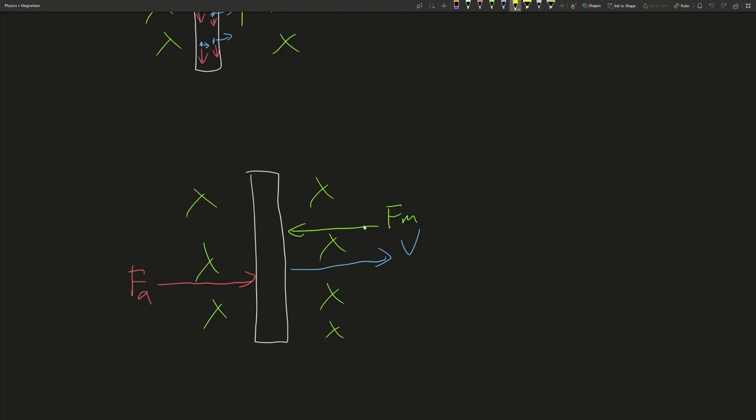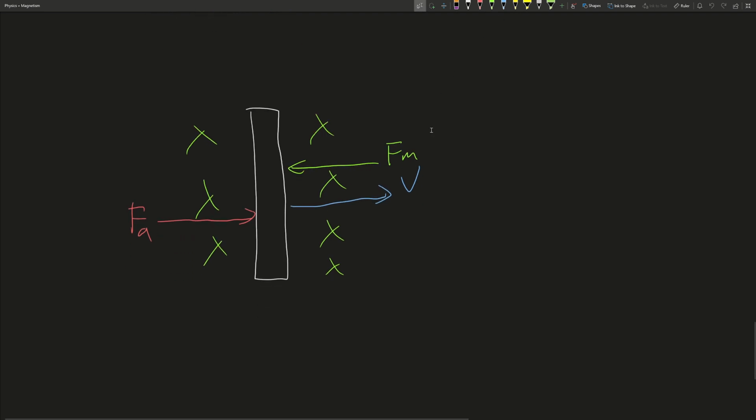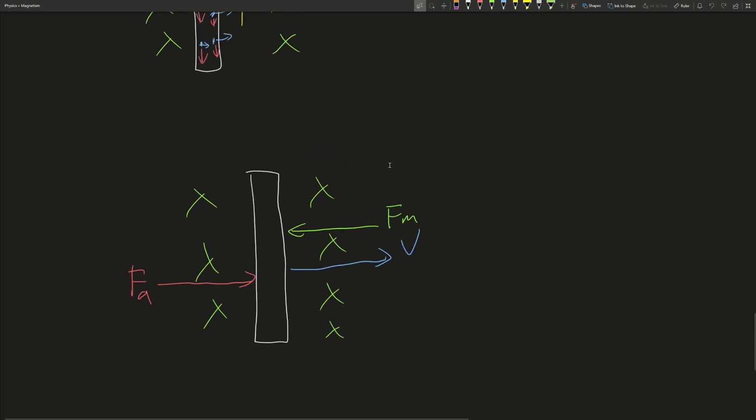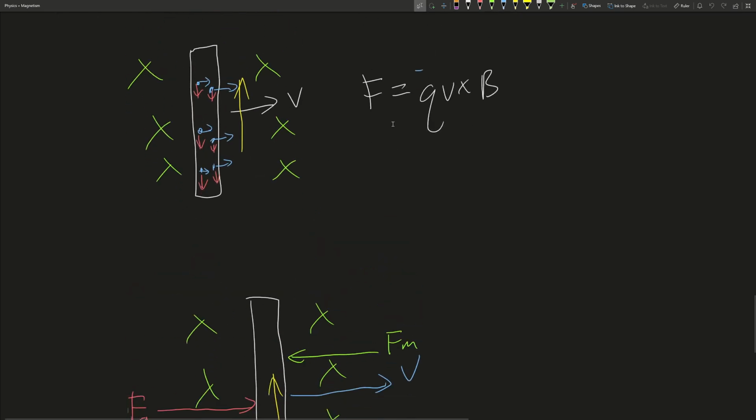velocity, if the force is to the left and the magnetic field is going into the page, then the current has to be going upwards. So if you apply a force to the right on this bar, then there will be an upwards current to produce a counteracting magnetic force to the left, allowing this bar to go at a constant velocity. And this is again by the Lorentz force.